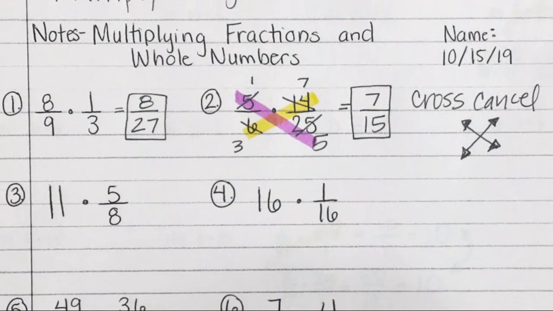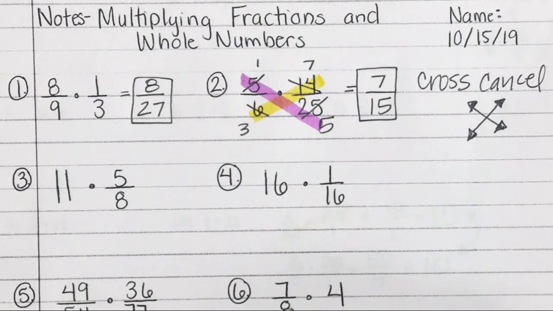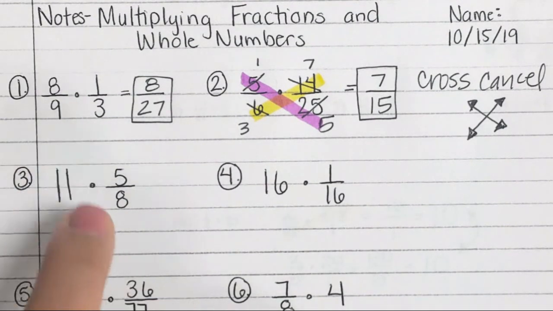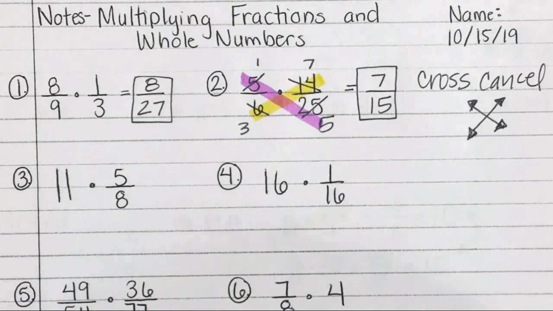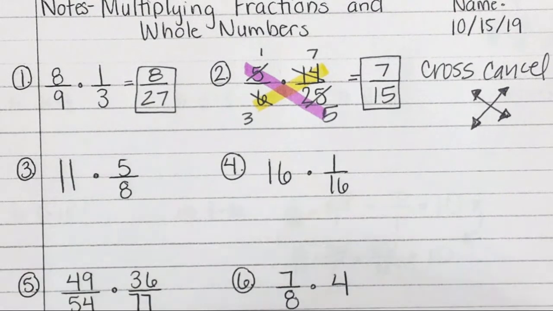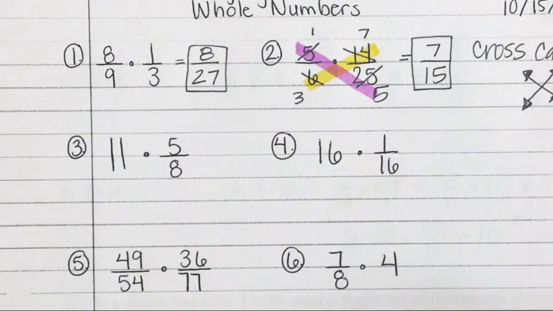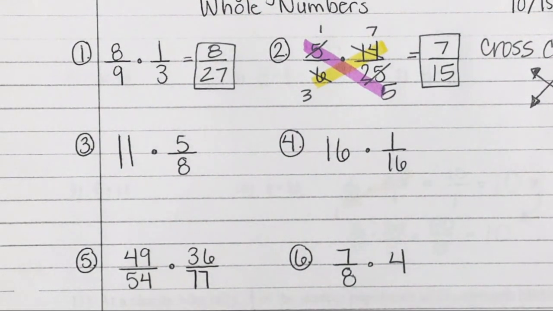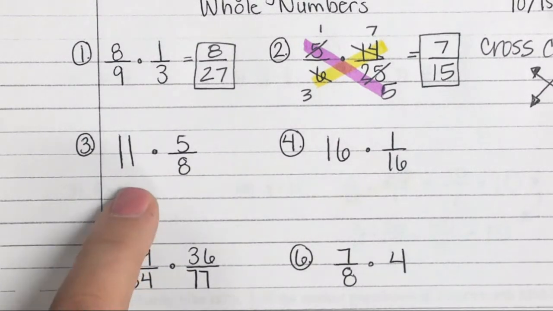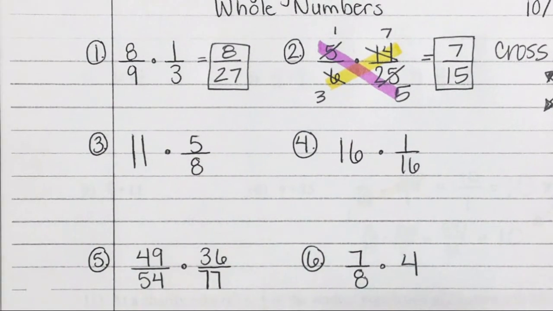All right, let's try some more. The 2 types of problems we're doing today are fraction times fraction and fraction times a whole number. Okay? We cannot multiply a fraction by a whole number. So how are we going to change this whole number to a fraction? What am I going to do, Jonah? 8. Hang on. Say it.